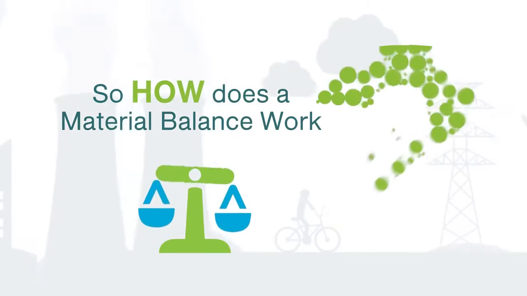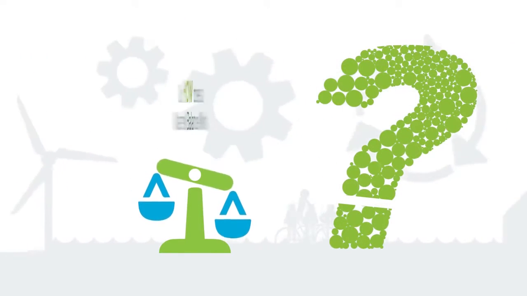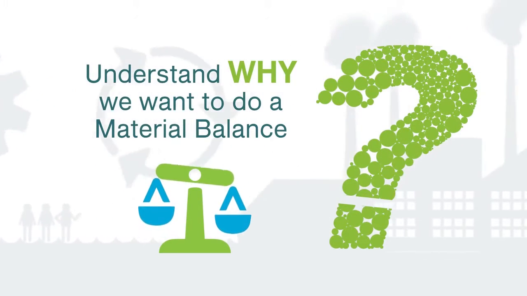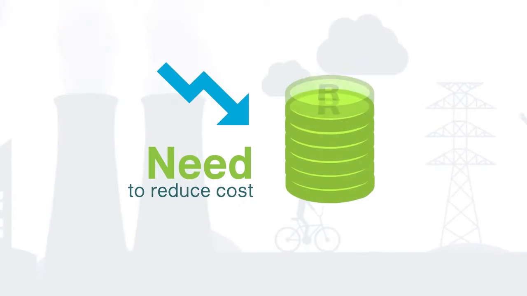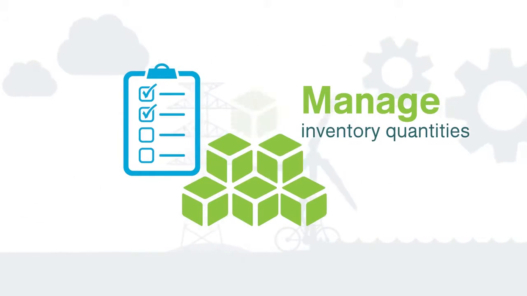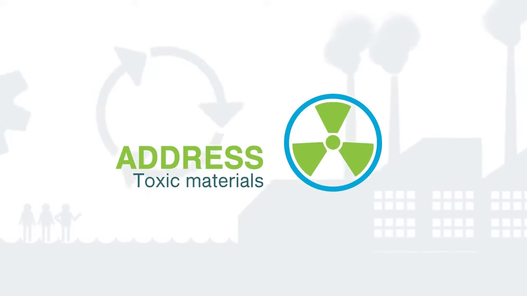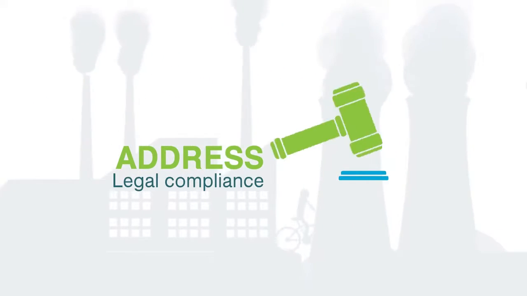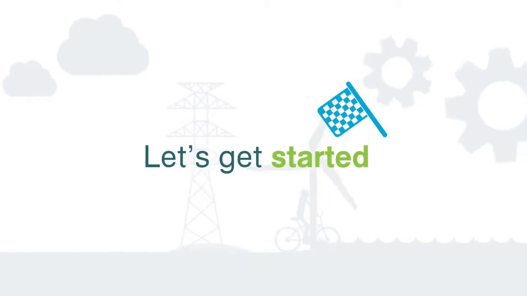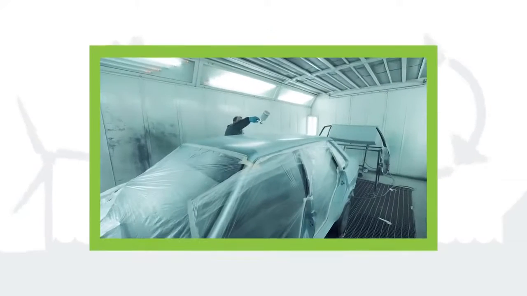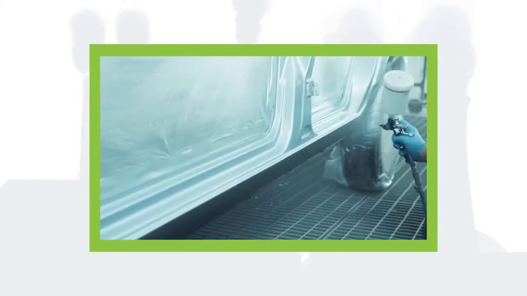So how does a material balance work? First, let's understand why we want to do a material balance. In most instances, this is driven by some need to reduce costs, manage inventory quantities, or address quality issues such as toxic materials, legal compliance, and storage restrictions. Let's get started. As an example, we look at a simplification of a motor vehicle spray painting process.